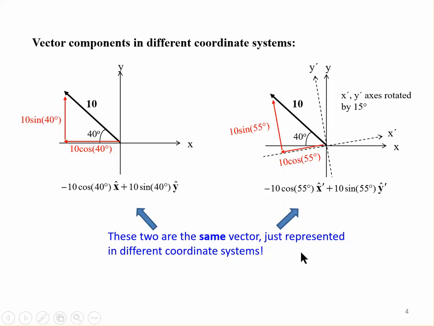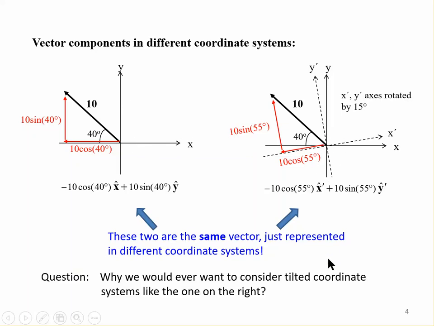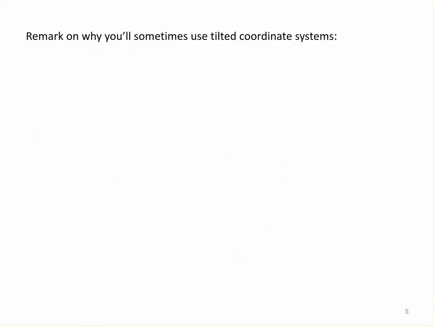Now, at this point you might be asking yourself, why on earth would we ever want to consider these tilted coordinate systems like the x prime, y prime here that I introduced? Why not just always stick with x, y coordinate systems, the usual ones that are horizontal and vertical, not tilted? Well, there's a good reason for that. They actually arise in practice all the time. And here's how. When you're analyzing a problem in physics, you want to choose a coordinate system that's natural or ideal for the problem that you're looking at.